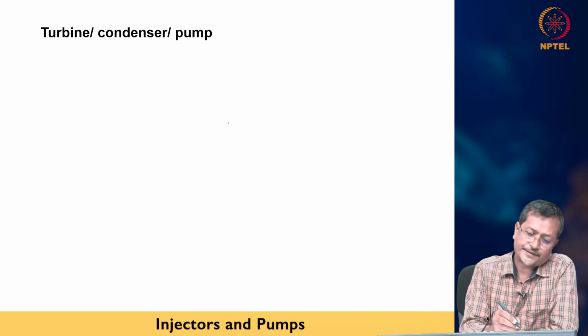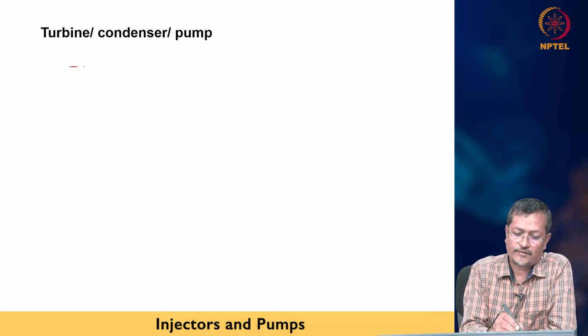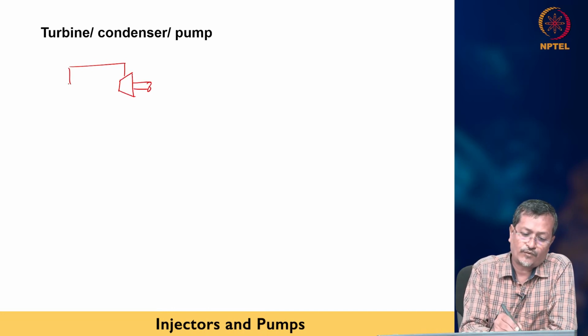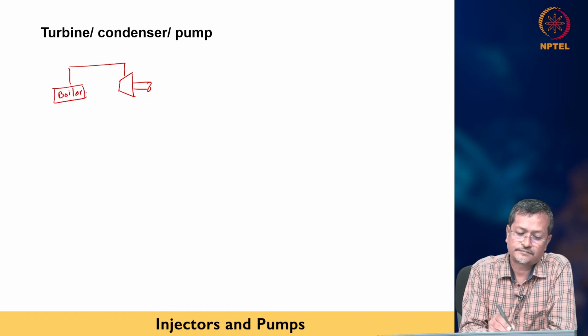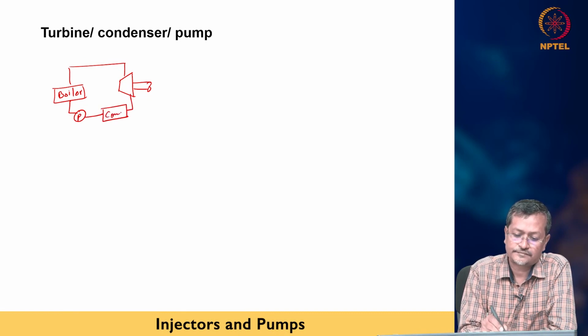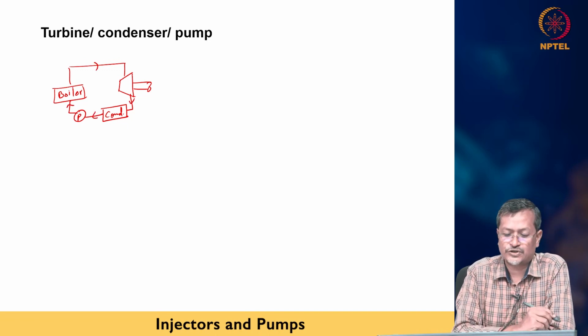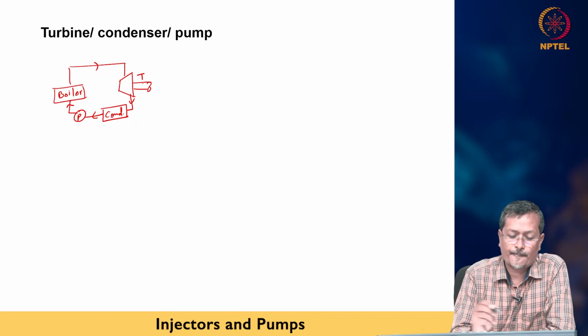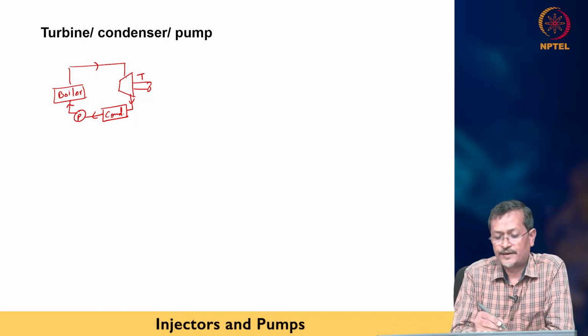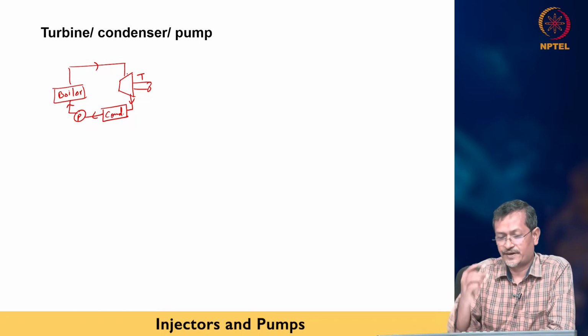So I said one Rankine cycle will have one turbine, one boiler, then one pump, then condenser, and I have to show all the arrow directions also. And this is the turbine. Now the turbine I am showing in a specific shape I have drawn.